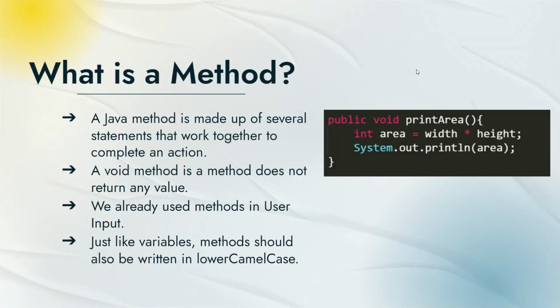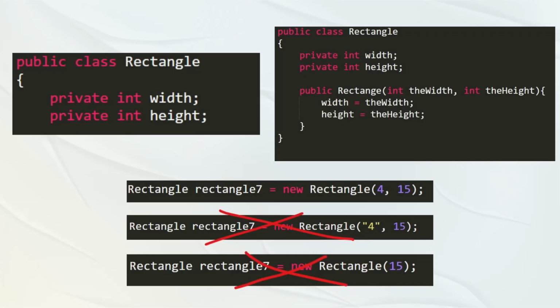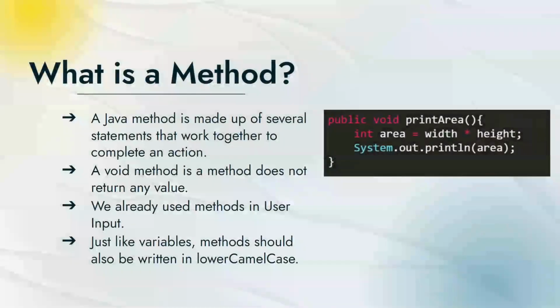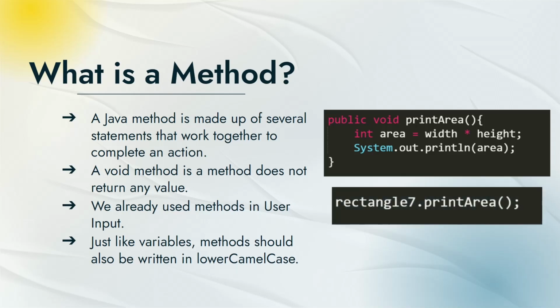So what values do the width and height have? Usually when you use methods, they correspond to the object, whatever state the object has. Let's say rectangle7, for example. If I go back to rectangle7, my example was a width of 4 and a height of 15. I create rectangle7, and the constructor creates it with a width of 4 and a height of 15. It uses those values because I would say rectangle7.printArea to run that method. So it uses those values in this method.